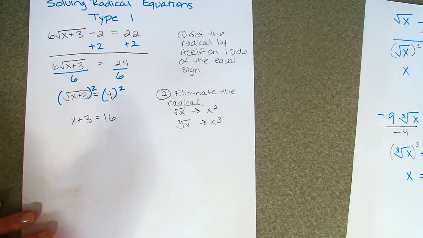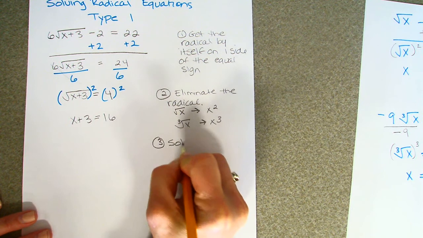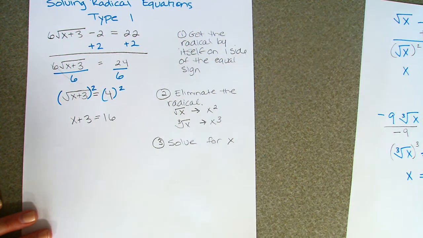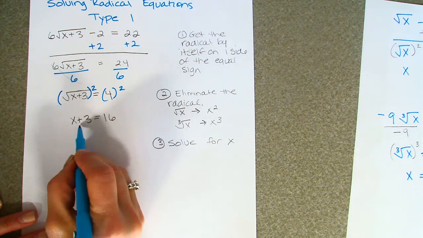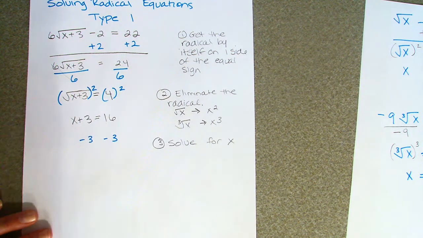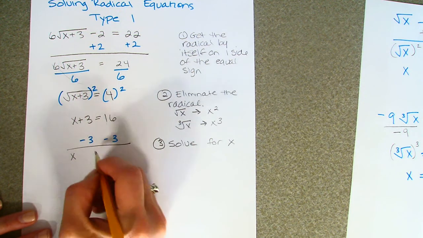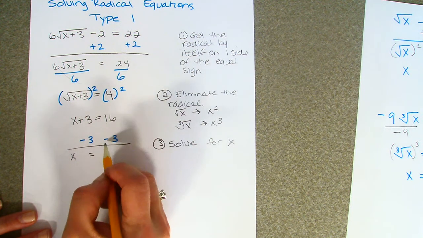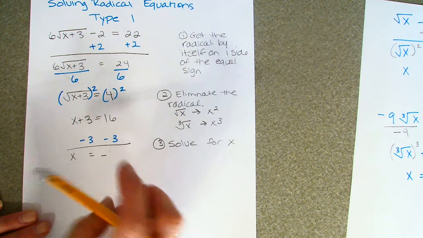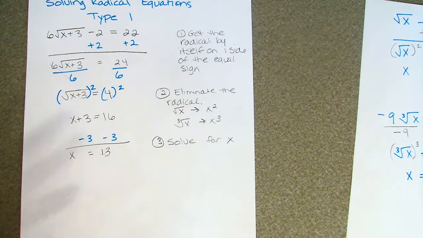So now that we have that, we are ready to solve the resulting equation. So we're going to solve for x. To get x by itself, I just need to move that plus 3. I would minus 3 on both sides. On the left, I have x. These 3's cancel out. 16 minus 3 is 13. All right, so we solved.